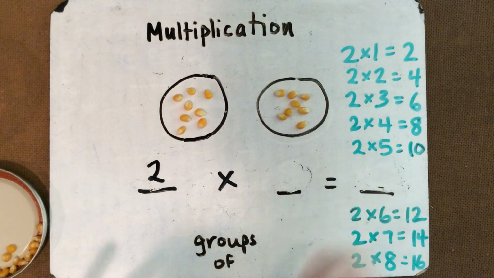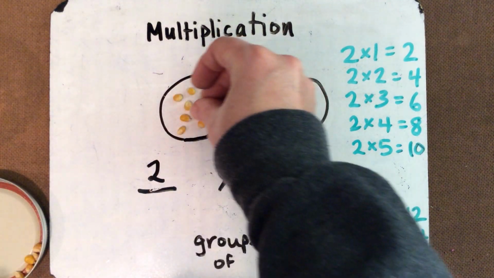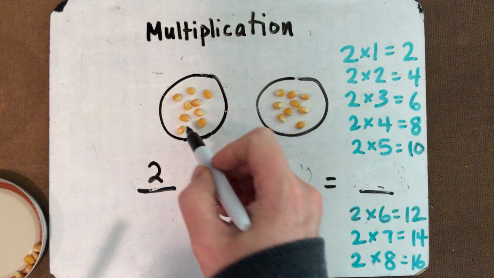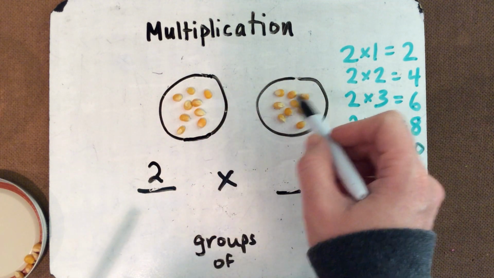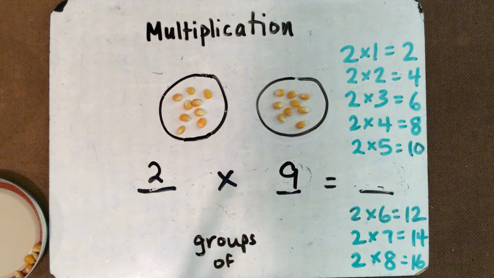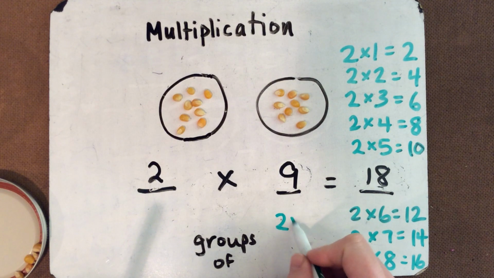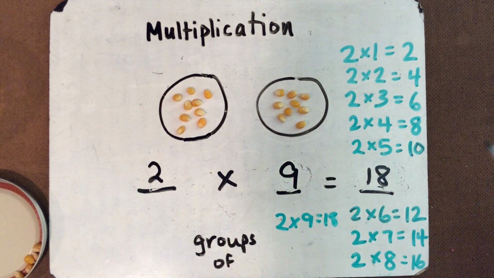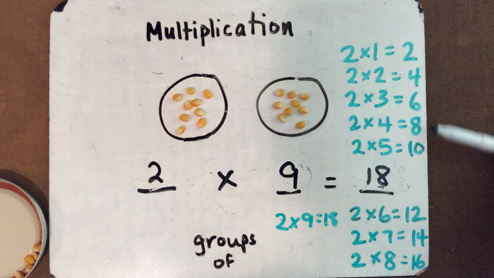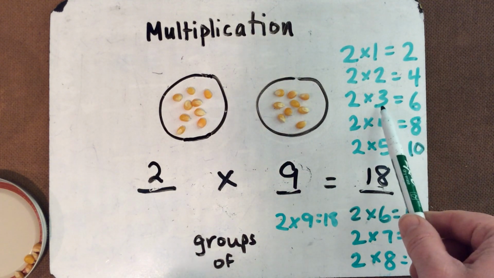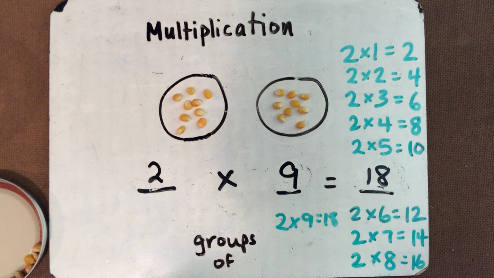Let's keep going. Let's see if we can go all the way up to 12. Okay, I've got 2 groups of 9. 9 plus 9 equals 18. 2 times 9 equals 18. The other thing I want you to notice about the answers, they're all even numbers. So remember that anytime you're multiplying by 2, then you get an even answer, even if you're multiplying an odd, because just like doubles facts, your answer is even.